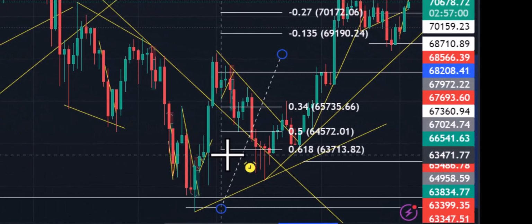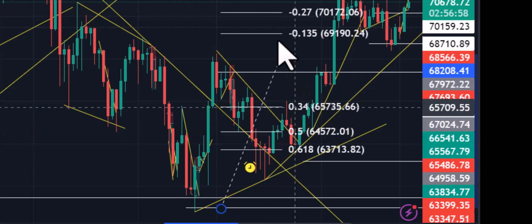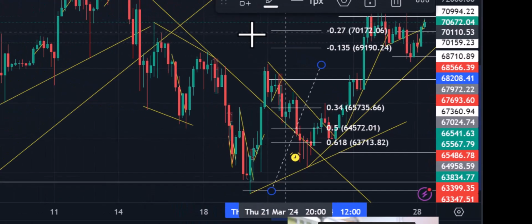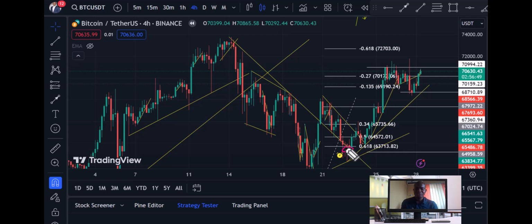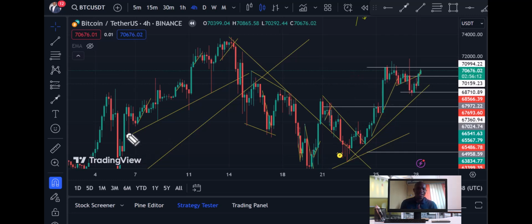You can see exactly the market comes to 0.618 and the target is 0.27. All right, this is your entry and this is your take profit. Also, you can see here the market is making a higher high, and suddenly we saw this sharp sell-off.